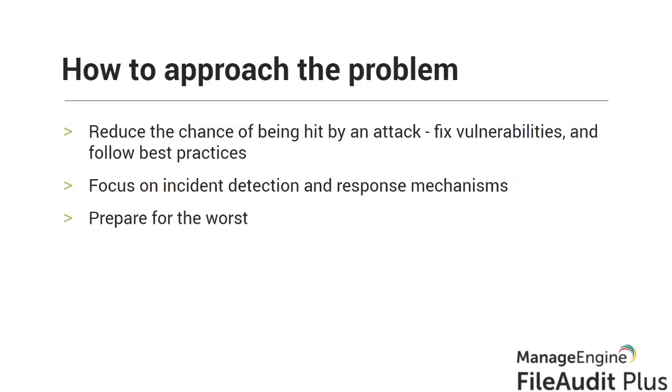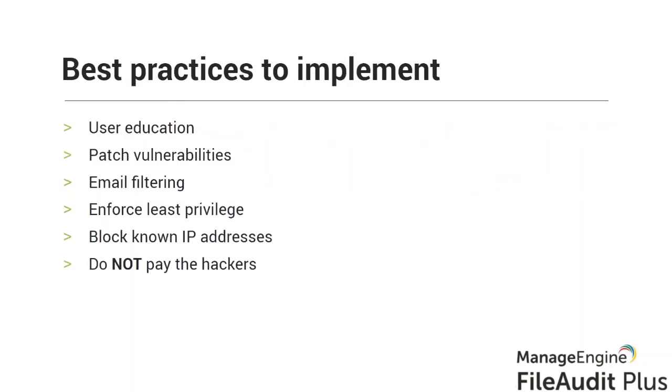So these are the three things that you need to be focusing on: reducing the chance of being hit by an attack by fixing vulnerabilities, focusing on detecting attacks, that is, detecting an incident and responding to the incident. And you also got to have systems in place for backup and recovery. This is how you should be approaching ransomware, right? This is the only sure shot way of dealing with any cyber attack. These are the three fronts that you need to ensure that you're staying on top of. So, best practices.